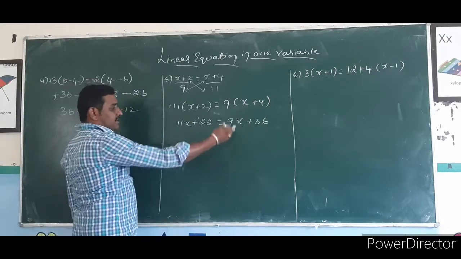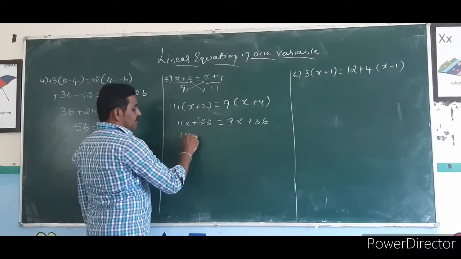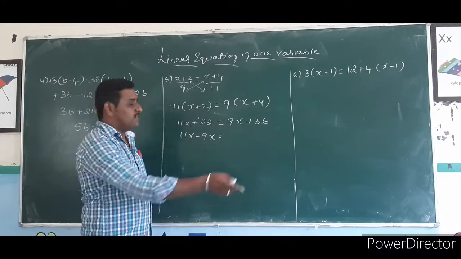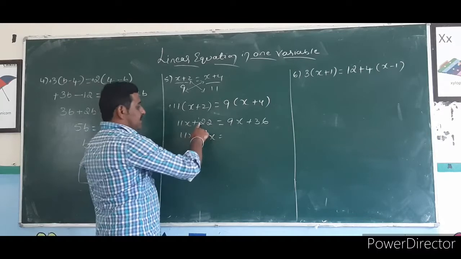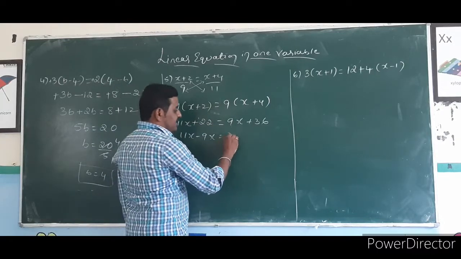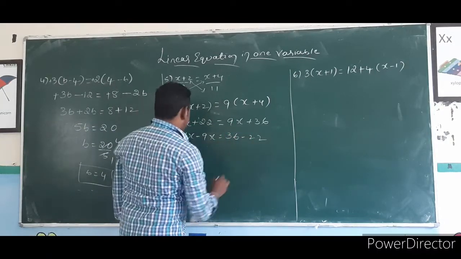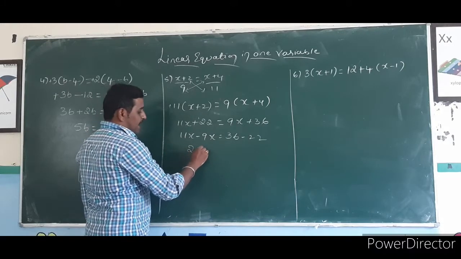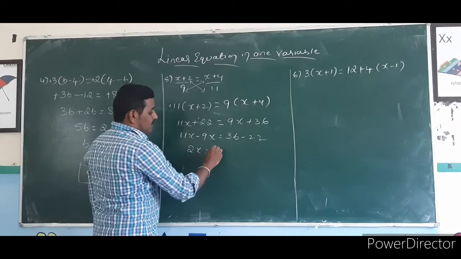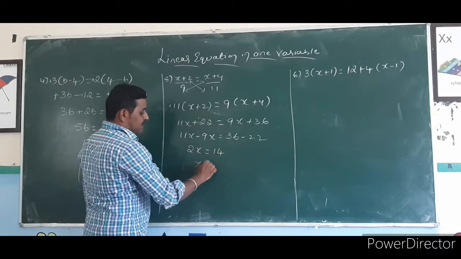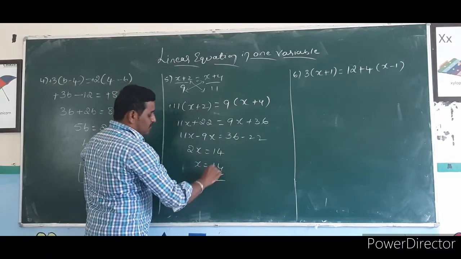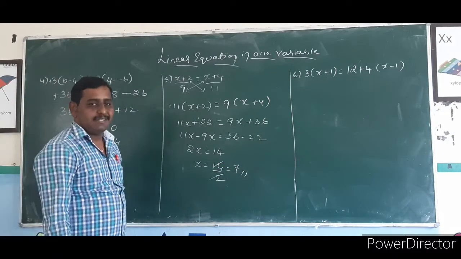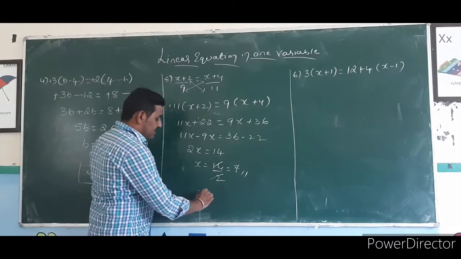You can shift 9x to this side, 11x minus 9x, because it is plus inside. If you shift to the LHS side, it will become minus. This plus 22 you can shift to that side, minus 22. In 11x, 9x will go, means 2x. 36 minus 22 will go, means 14. x is equal to 14 by 2. 2 ones are 2, 2 sevens are 14. What is the value of x? 7. x value is 7.